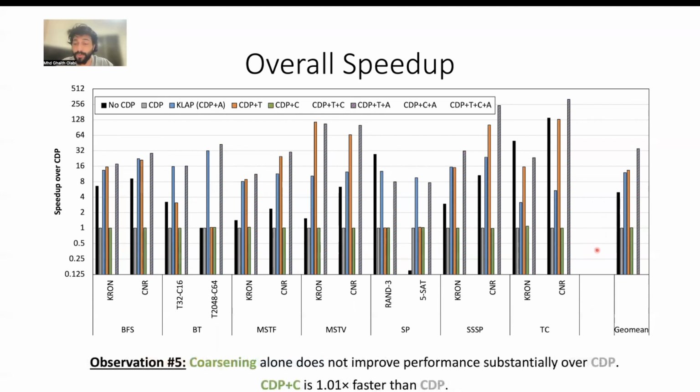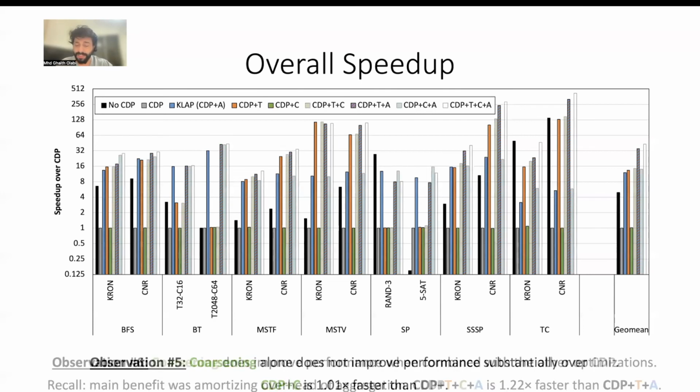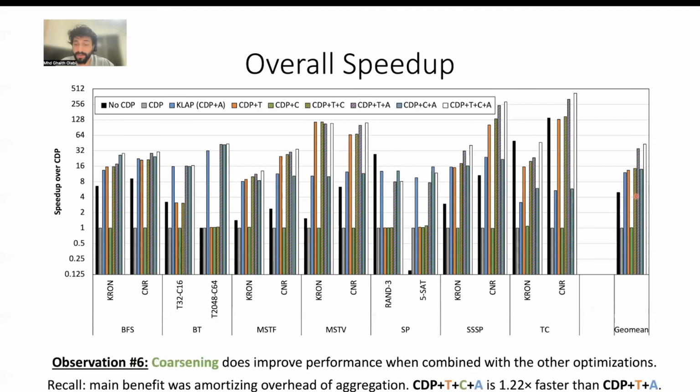Now, if we go to our fifth observation, we realize that coarsening by itself does not really improve performance over CDP. Our sixth observation is that coarsening, when applied with other optimizations, namely aggregation, improves performance substantially, because the main benefit is amortizing the overhead of the aggregation and disaggregation logic. So in this case, applying CDP plus T plus C plus A, which is all of our optimizations combined, is about 1.22 times faster than CDP plus T plus A.